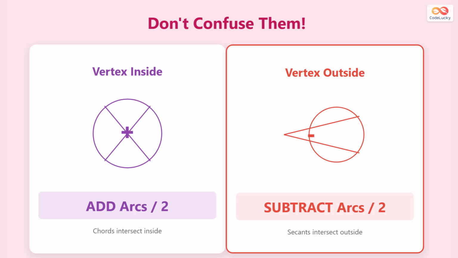A common mistake students make is confusing this with the rule for chords intersecting inside the circle. Remember, if the intersection is inside, you add the arcs. If the intersection is outside, like with secants, you subtract the arcs. Think outside equals difference.